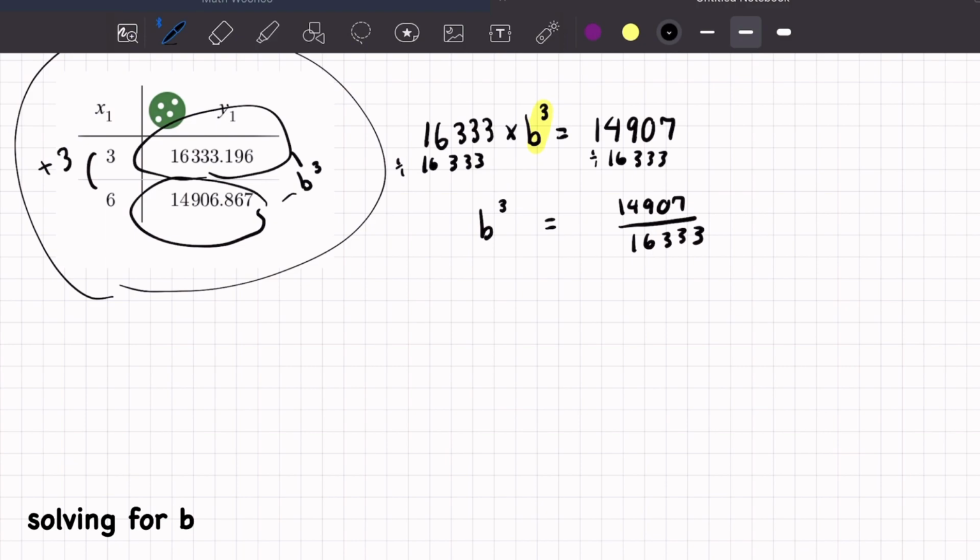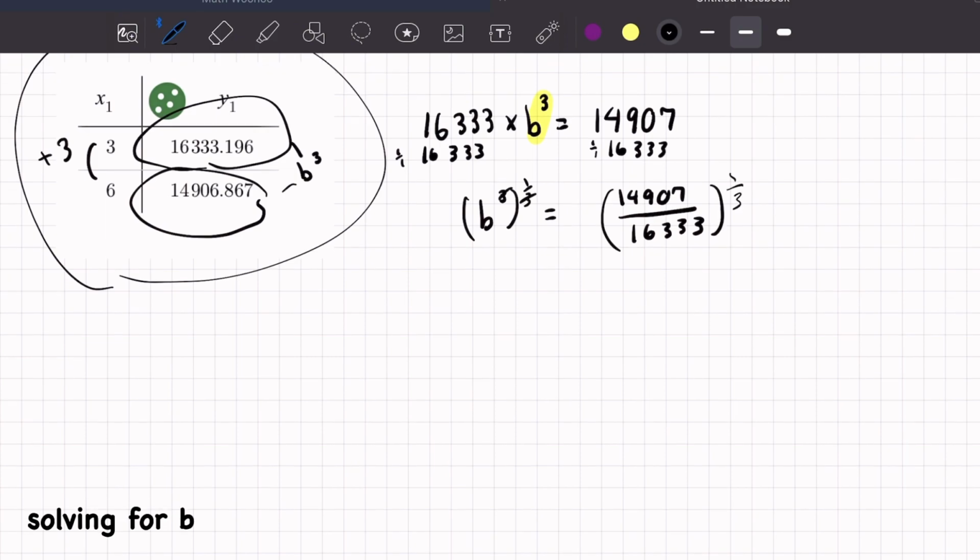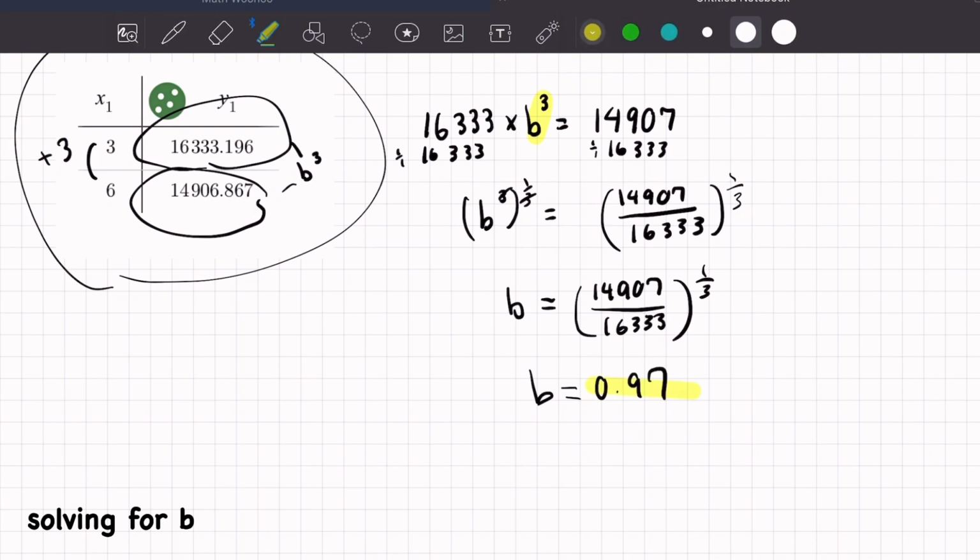But we cannot end it just here because in the equation y equals a times b to the power of x, we are solving for b only and not b to the power of 3. And to do that, there are 2 methods. We can either find the cube root on both sides to get rid of the exponent, or we can raise both sides to the power of 1/3 because that will cancel out the exponent. So our final result is b equals 14,907 divided by 16,333 to the power of 1/3. And this, when you calculate it, is about 0.97. So this is our value for b.